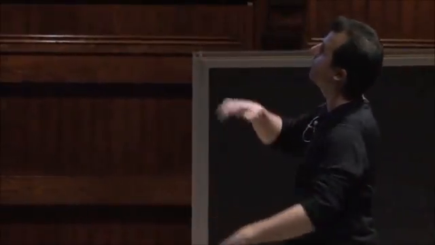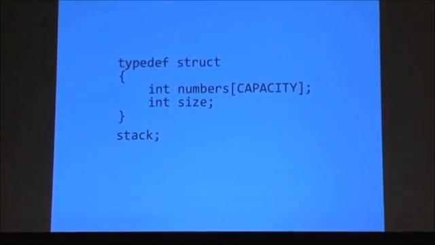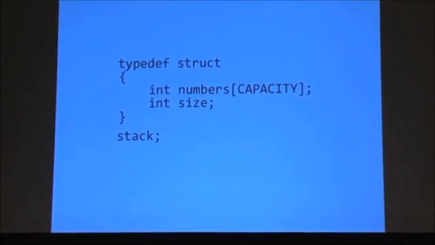So here is how in C we might represent a stack. So recall that typedef defines your own type, a synonym of sorts. Struct says, here comes a bunch of data types. Collectively call them the following.